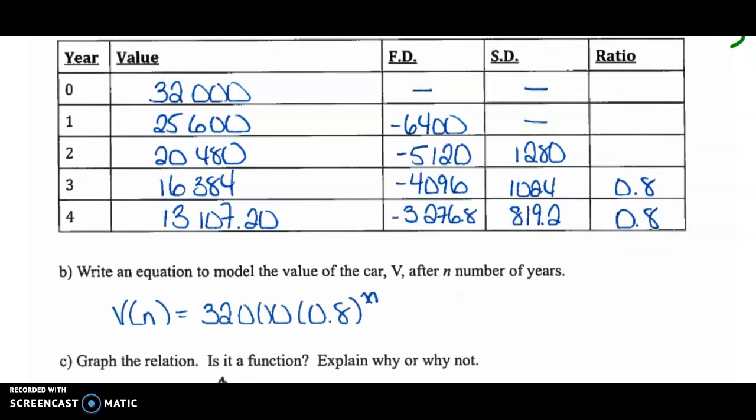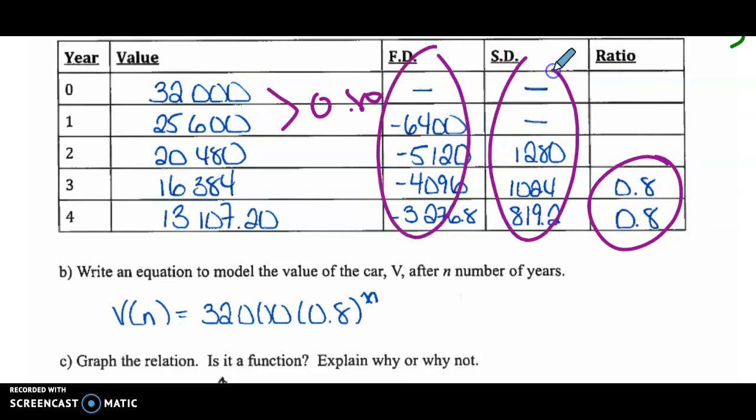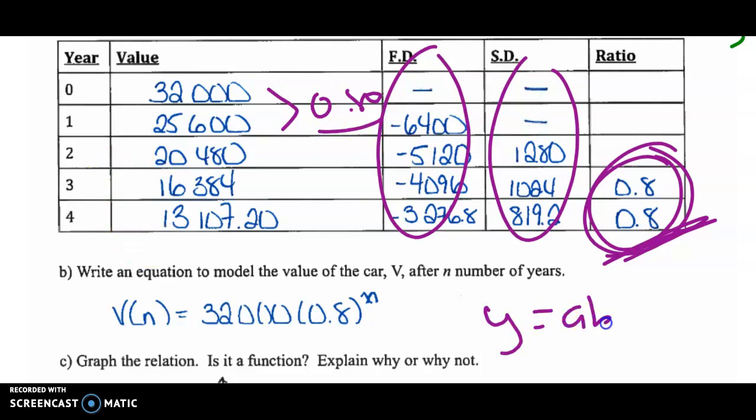Anyway, when you multiply this by 0.8 each time, you're going to get smaller and smaller and smaller. First differences are here, second differences are here, and then the ratio. Of course, this is the ratio because we made it the ratio, because this is 0.8 and 0.8 and 0.8. But when you come up with the equation, same thing here.